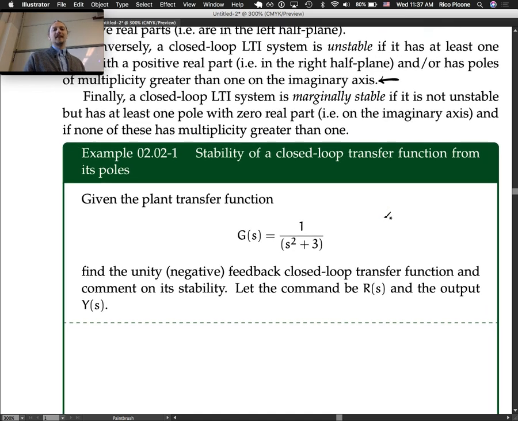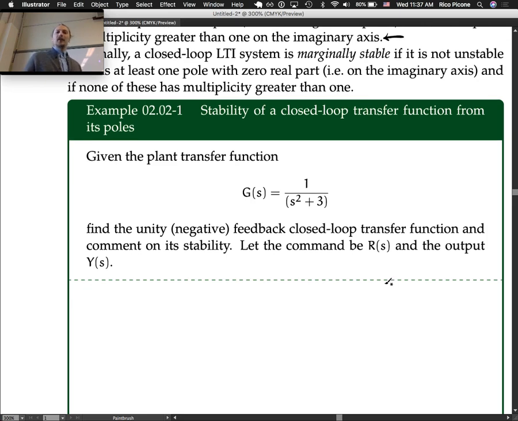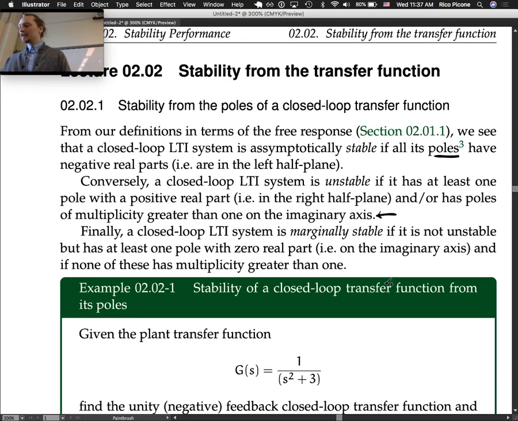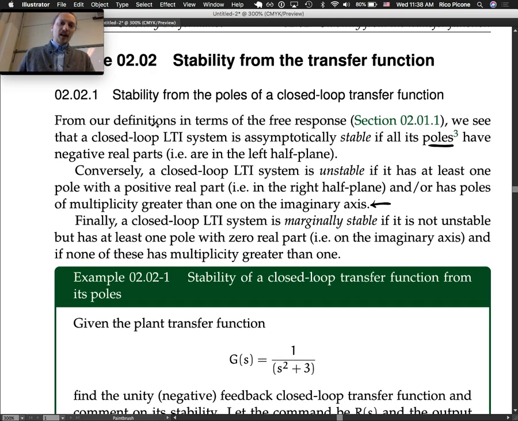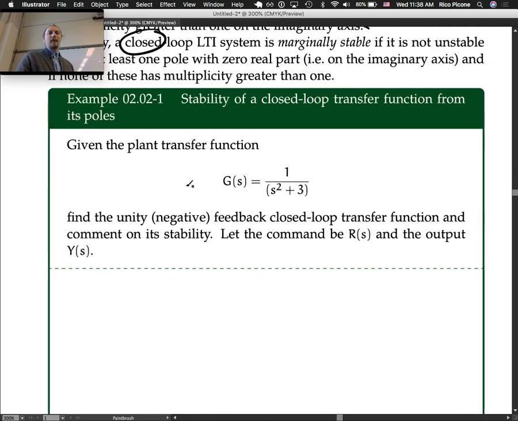So let's look at an example. We care about closed loop stability, so we're always talking about closed loop here. Open loop can be stable or not stable, but closed loop can still be stable or not stable as well. So you can either make a stable system go unstable by closing the loop, or you can make an unstable system go stable. Typically, we want the closed loop to be stable. That's our number one goal, right? Stable closed loop system.